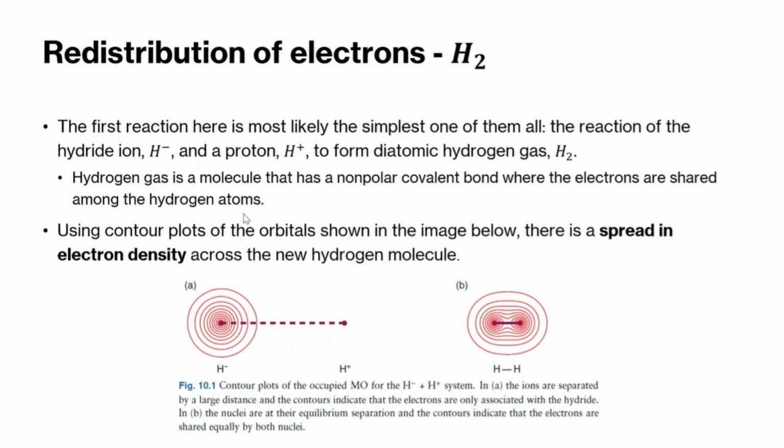And using contour plots of the orbitals shown in the image below, there's an overall spread in electron density across this new hydrogen molecule. So if we go back to chapter 2, we outlined how we can use contour plots as an easy visualization for electron density in these molecular orbitals or atomic orbitals.